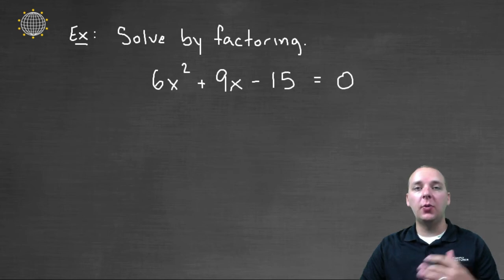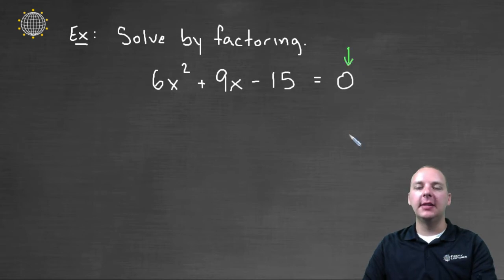Let's see if we can solve this quadratic equation by factoring. We have 6x squared plus 9x minus 15 equals 0. One thing I like right off the bat is the fact that this is set equal to 0, which is a necessity if you want to solve by factoring.